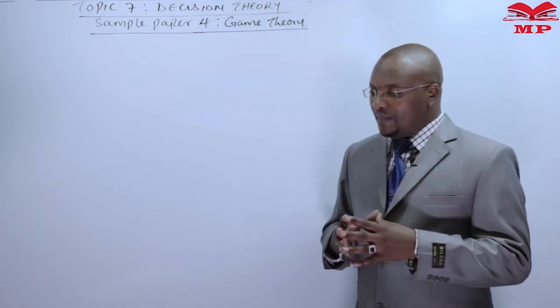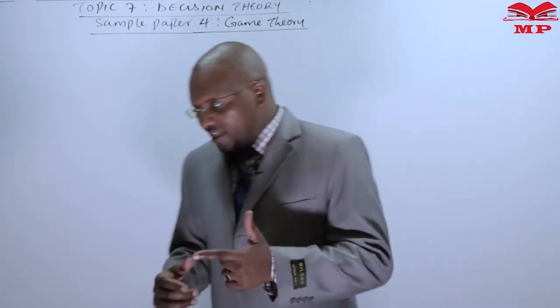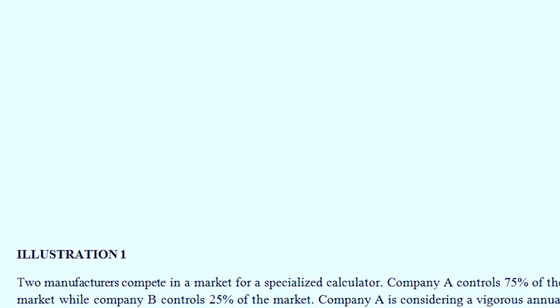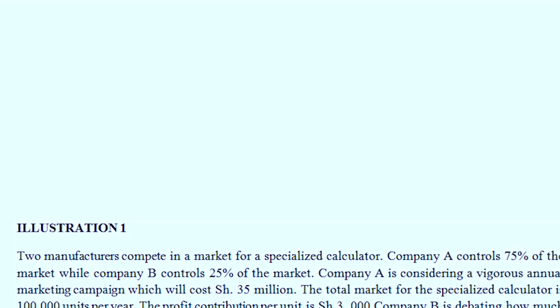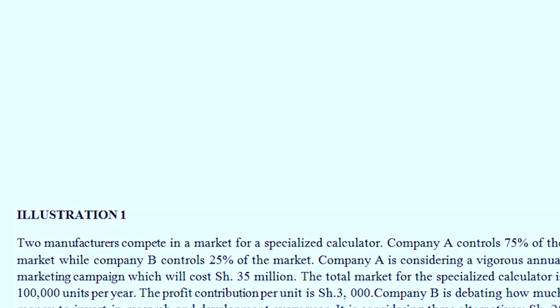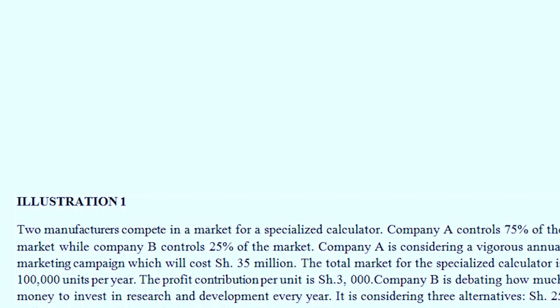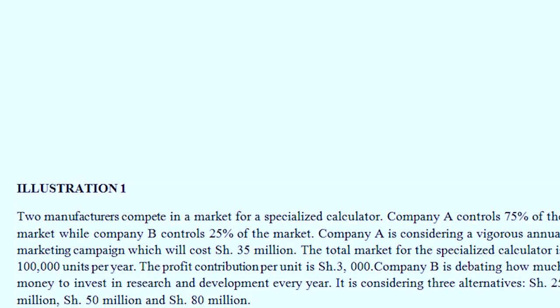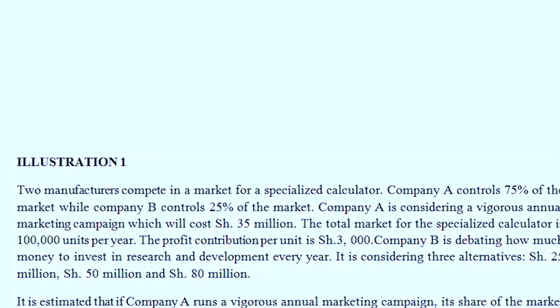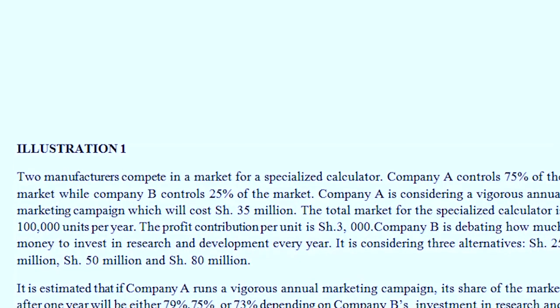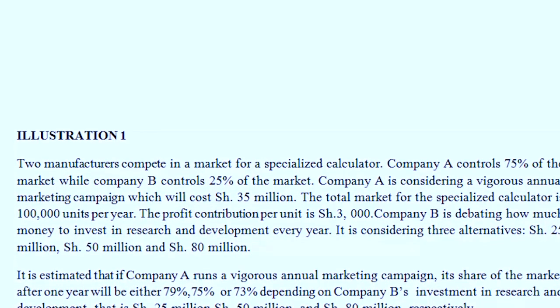Now, for us to understand this game theory, we are going to have two questions. The first question reads that two manufacturers compete in a market for a specialized calculator. Company A controls 75% of the market, while Company B controls 25% of the market. Company A is considering a vigorous annual marketing campaign, which will cost shillings 35 million. The total market for the specialized calculator is 100,000 units per year. The profit contribution per unit is shillings 3,000.